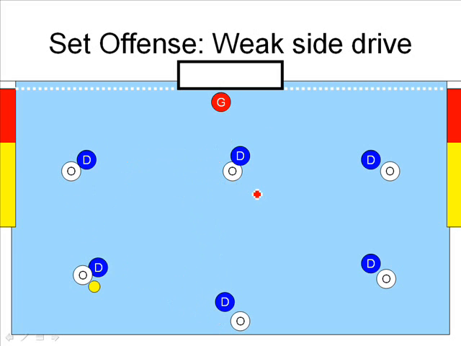On a weak side drive, the hole is set. The player here you see beat his man. Since this is the weak side, the ball will be placed wet in front of him, and the player will take a shot, a wet shot at the goal.